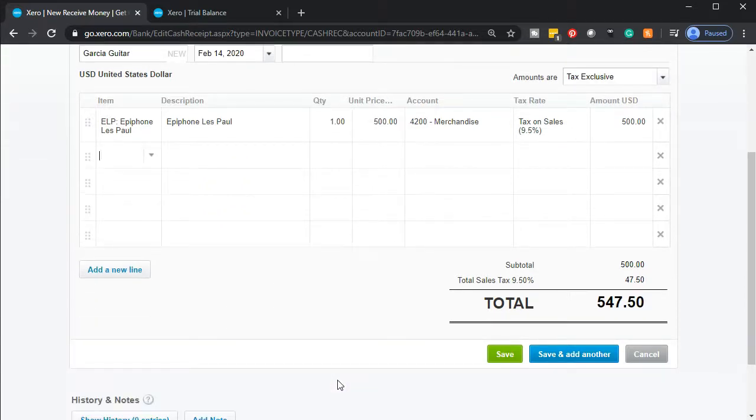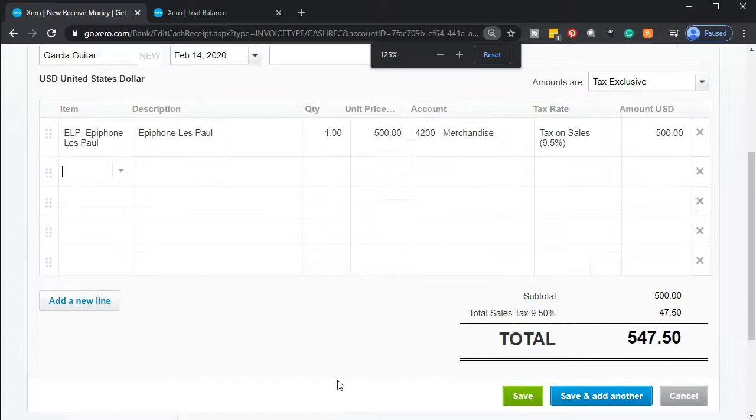Let's just review what's going to happen when we record this form. It's going to be increasing the clearing account for cash of the $547.50. Then the other side is going to be going into revenue, $500. That's going to be going to the merchandise sales. The difference between the two, increasing a liability account called sales tax payable, that for the $47.50.